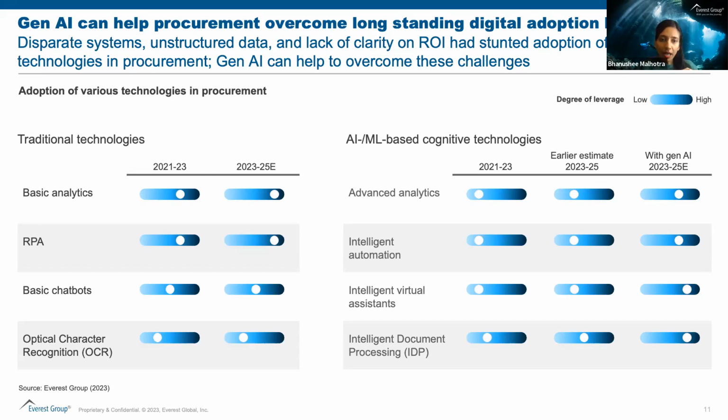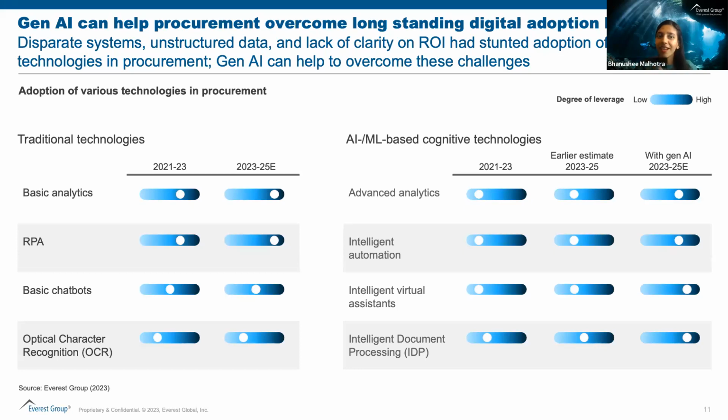So what has been happening, if you see on the left side of this page, is that traditional technologies, basic analytics, RPA, and basic chatbots have still seen high adoption, and there is potential for high adoption as well. The expected adoption from 2023 to 2025 is also high for these technologies. But when you look at the right side, you will see that AI/ML-based technologies, or the cognitive technologies, generally have a lower estimate of adoption. And with GenAI, that is increasing.